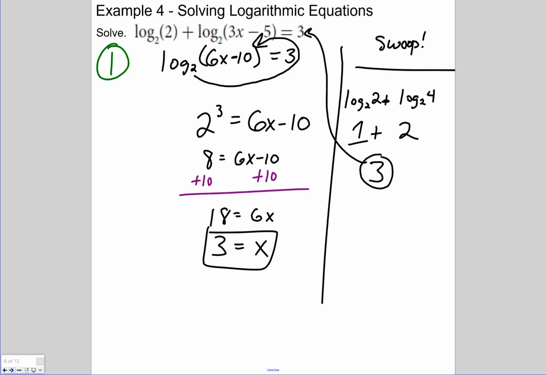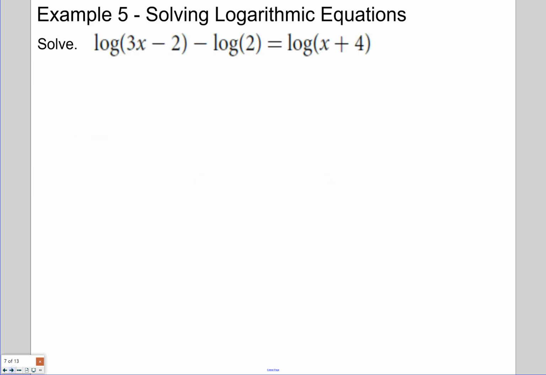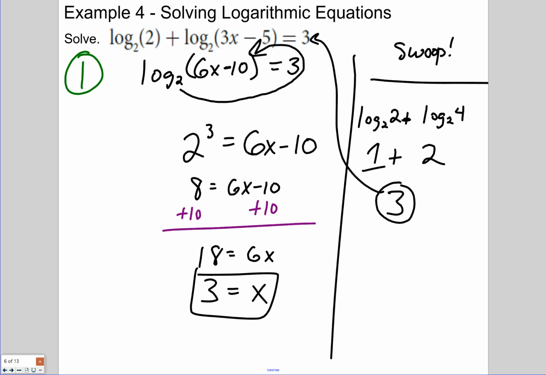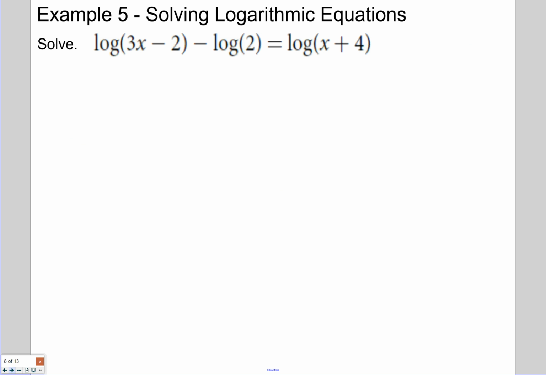All right, last one. Let's do it. Which slide? This slide? This one. Example 4. All right. Example 5, our last example. Read this one for us. Let's see. Andrea.